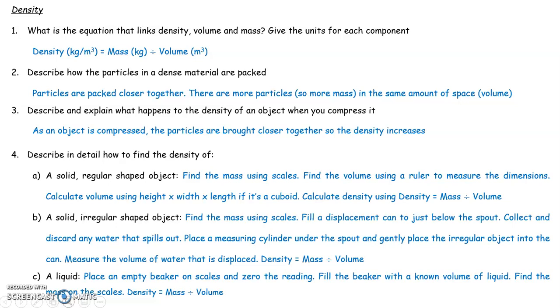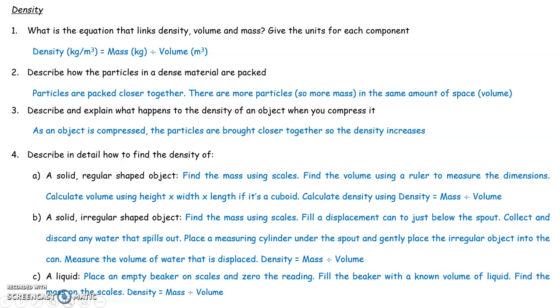To find the density, you must state this in the exam. You must write the last bit out. Find the density, you just divide the mass by the volume. For a solid irregular object, bear in mind, because it's irregular, we can't just get a ruler and measure its dimensions, because it'll have lots of different dimensions and sides and whatnot.